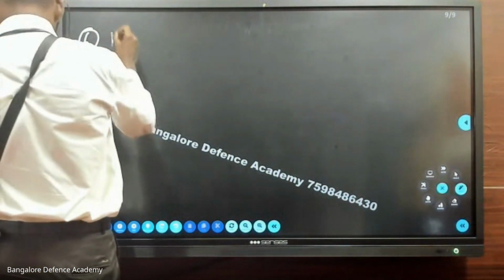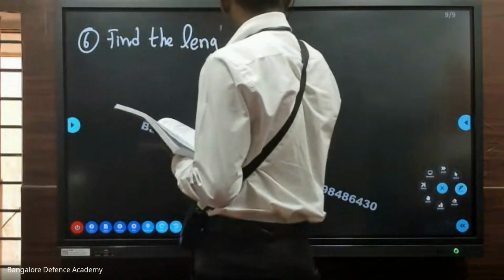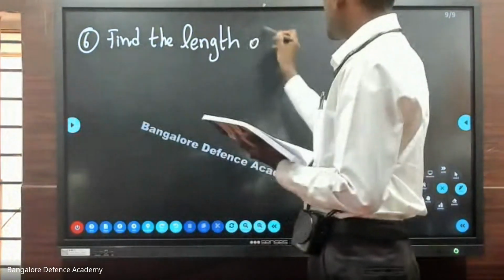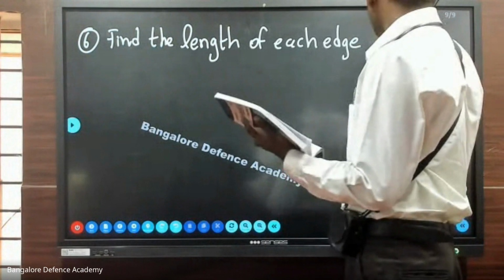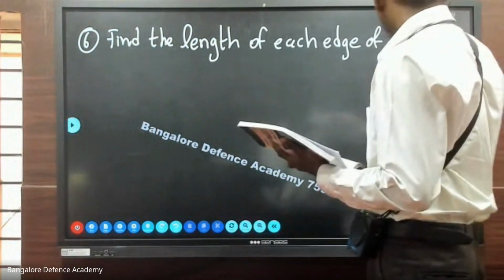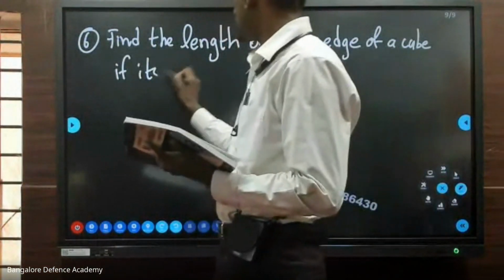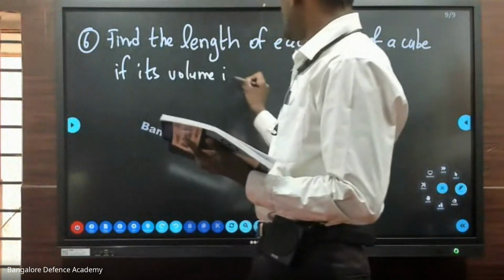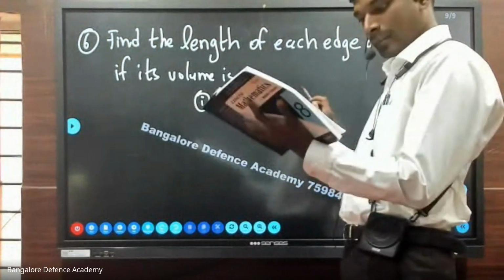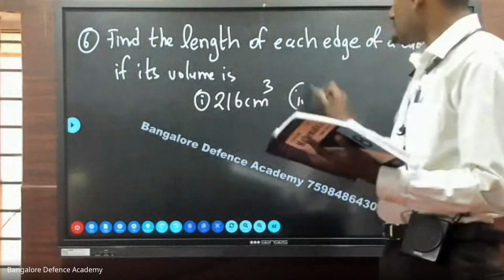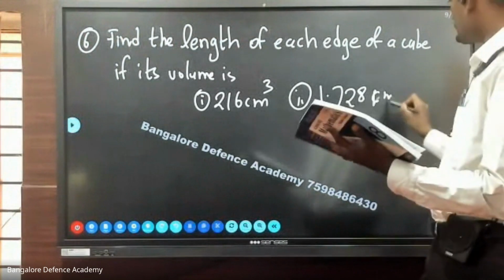Find the length of each edge of a cube, if its volume is: the first one 216 centimeter cube, and the second one 1.728 meter cube. This is meter cube.